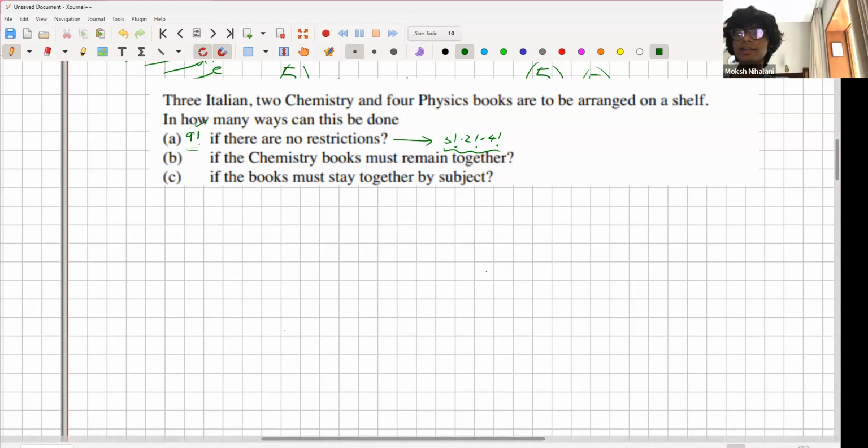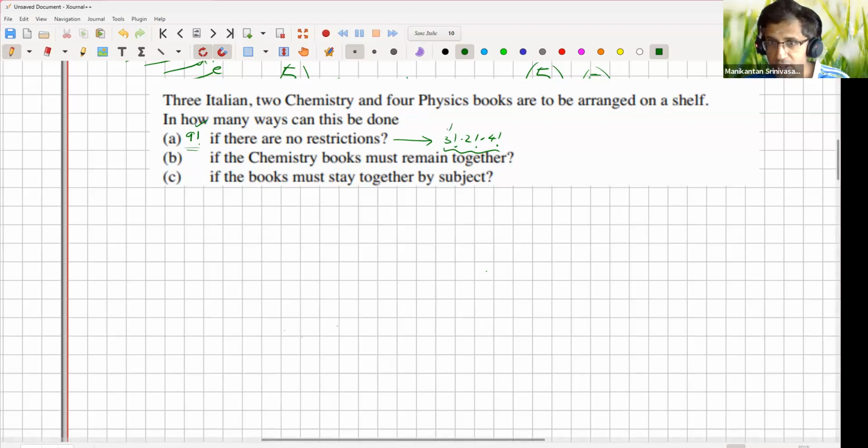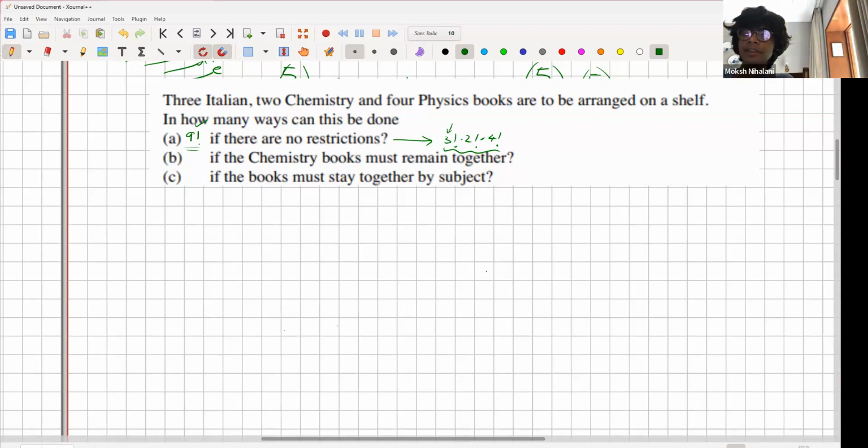Firstly, Thais assumed that the books must stay together by subject, which is option C. Correct. Hold on one second, so that she also understands, right? So you forced that the 3 Italian books must be together and they must be first. Sorry, it never said that, right? Yes, go ahead, Moksh. And one more thing, she failed to account for the possibility that she said 3 factorial times 2 factorial times 4 factorial, and that's making it into blocks of Italian, chemistry and physics. But what about the order of those blocks? That would be times 3 factorial at the end.